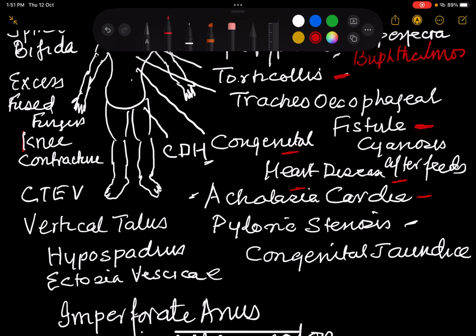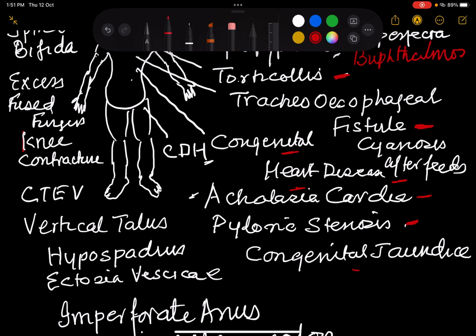If the child cries after feeds, there is a lump in the hypochondrium and you find that there is visible peristalsis from left to right and you are feeling a pylorus, you can palpate it, then it is pyloric stenosis. All this is upper GI obstruction.